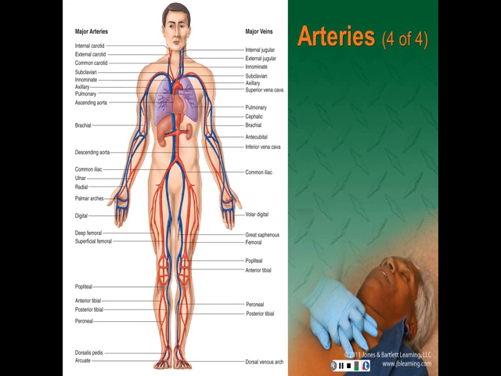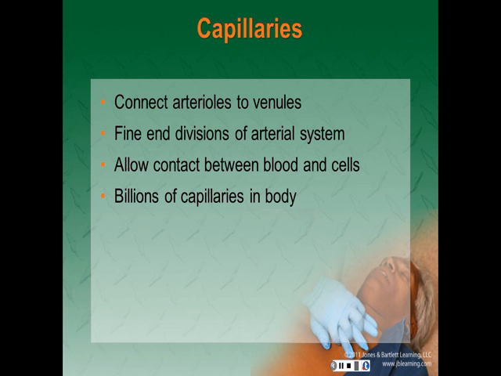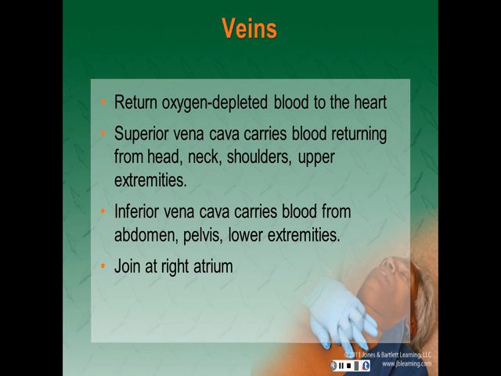Arteries contract to accommodate for loss of blood volume and to increase blood pressure, and arterioles are the smallest branches of an artery leading to the capillaries. Capillaries are tiny blood vessels that connect arterioles to venules. The fine end divisions of the arterial system are found here, and this allows contact between blood and the cells. And there are billions of capillaries in the body.